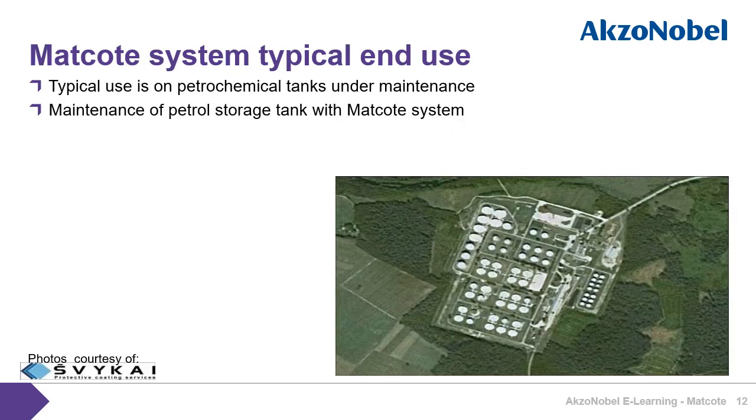The typical use of the Matcote system is on crude oil or petrochemical tanks under maintenance. This does not preclude its use at new construction. However, its main use is on heavily pitted or poor quality steel floors.